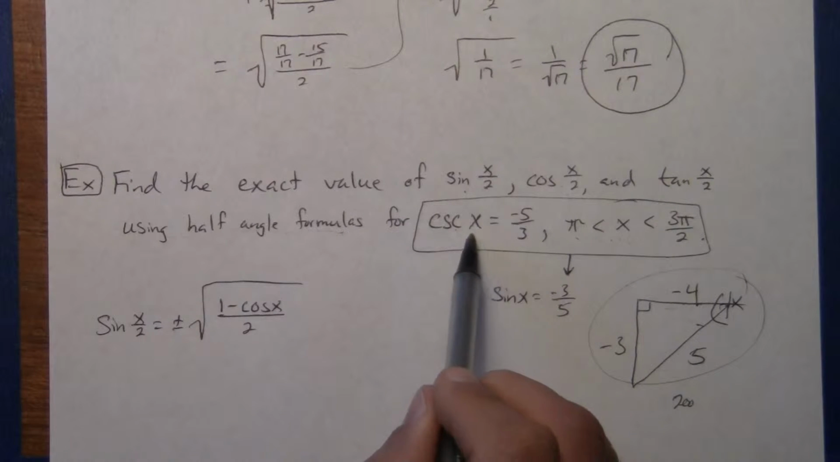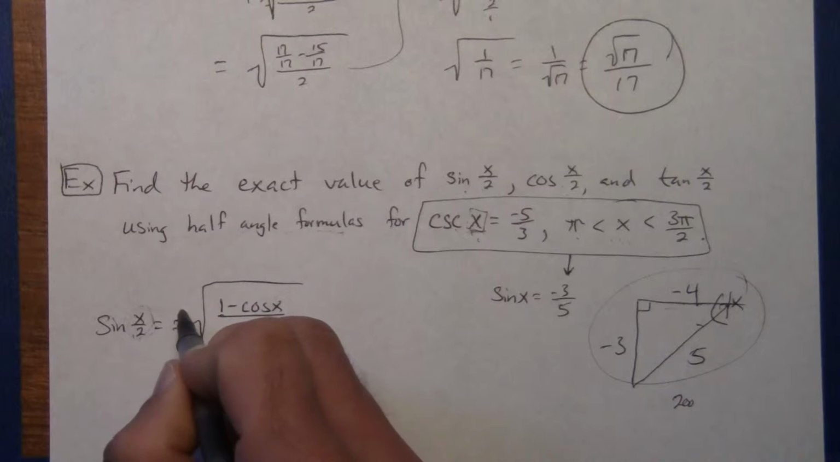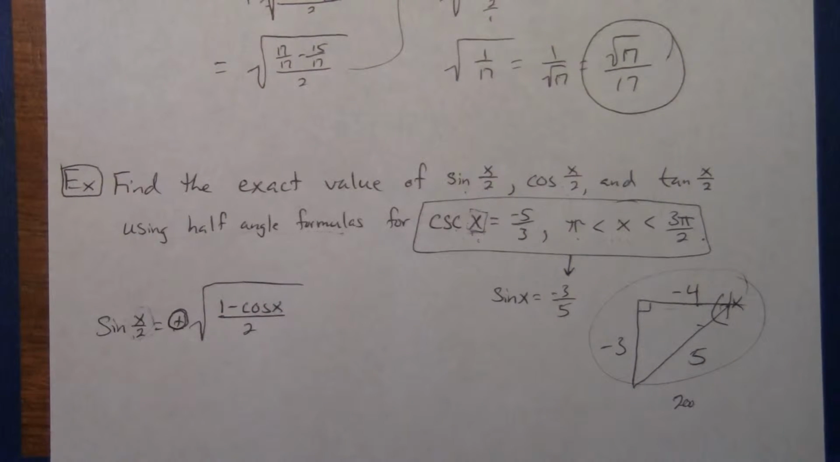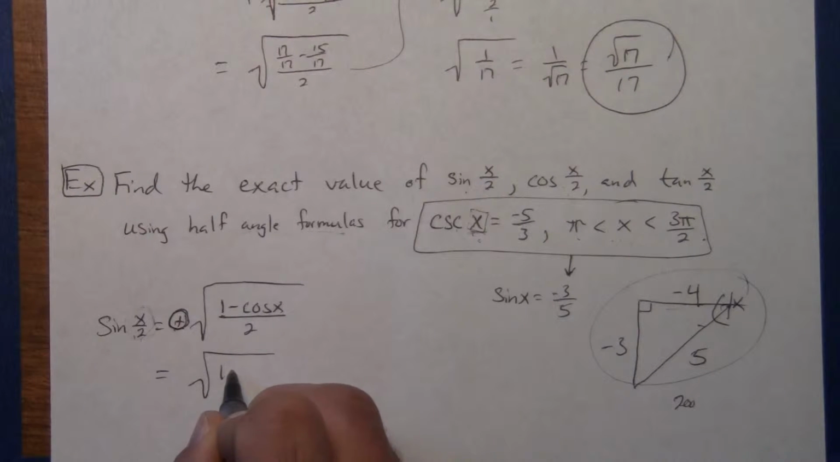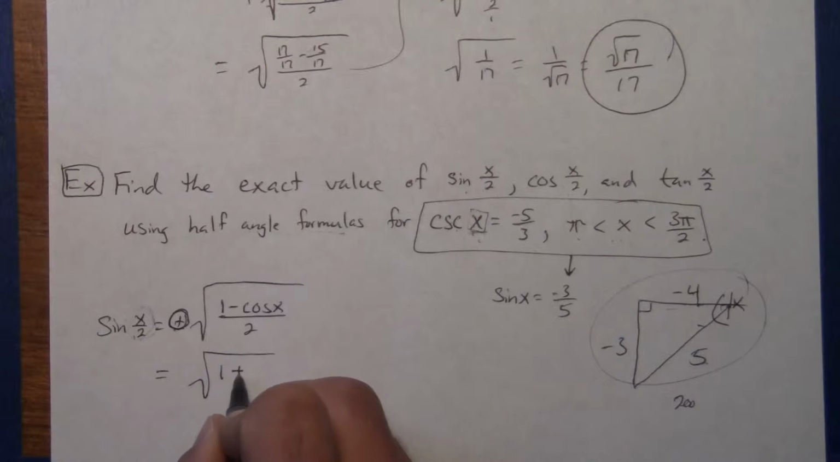Well, that's saying that this is 200 degrees. I want to know what the sine of, it's not actually 200, but we're just pretending. If it is actually 200, I want to know what the sine of 100 degrees is. Ask yourself, where is 100 degrees? It's in the second quadrant, which means the sine of it is positive. So this is going to equal positive square root of 1 minus, the cosine is going to be negative 4/5, so that's going to change this to positive 4/5 over 2.